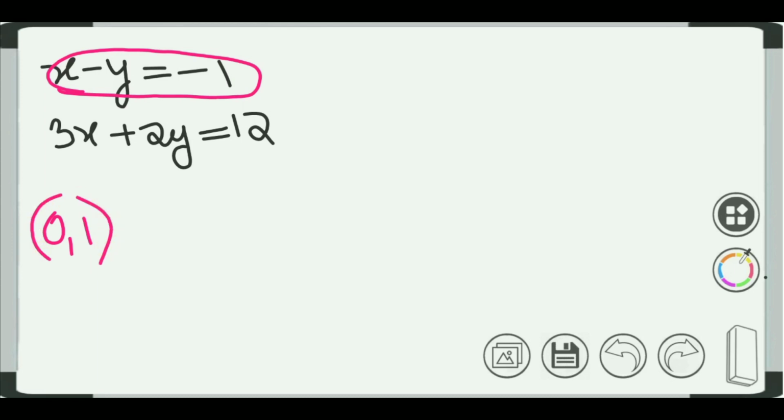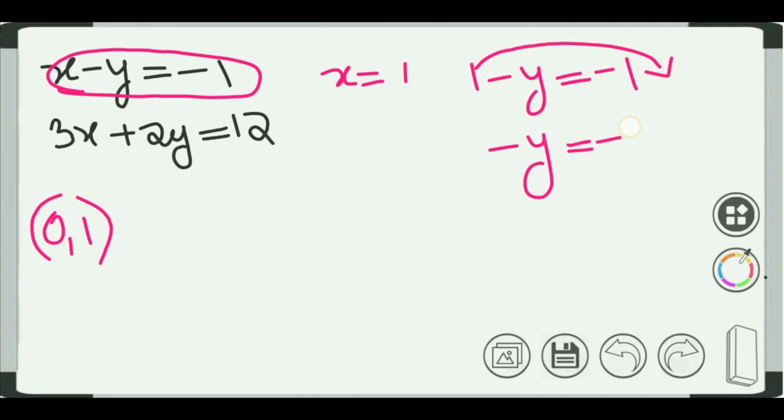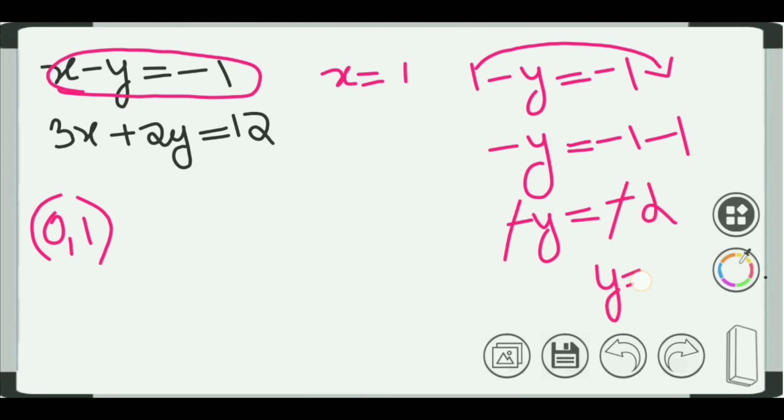Now, put x is equal to 1 and see what is y. 1 minus y is equal to minus 1. Minus y is equal to, I am taking this 1 to this side, minus 1 minus 1, minus 2. Minus minus cancelled. y is equal to 2. So if x is equal to 1, y is equal to 2. This is your second point, 1 and 2.